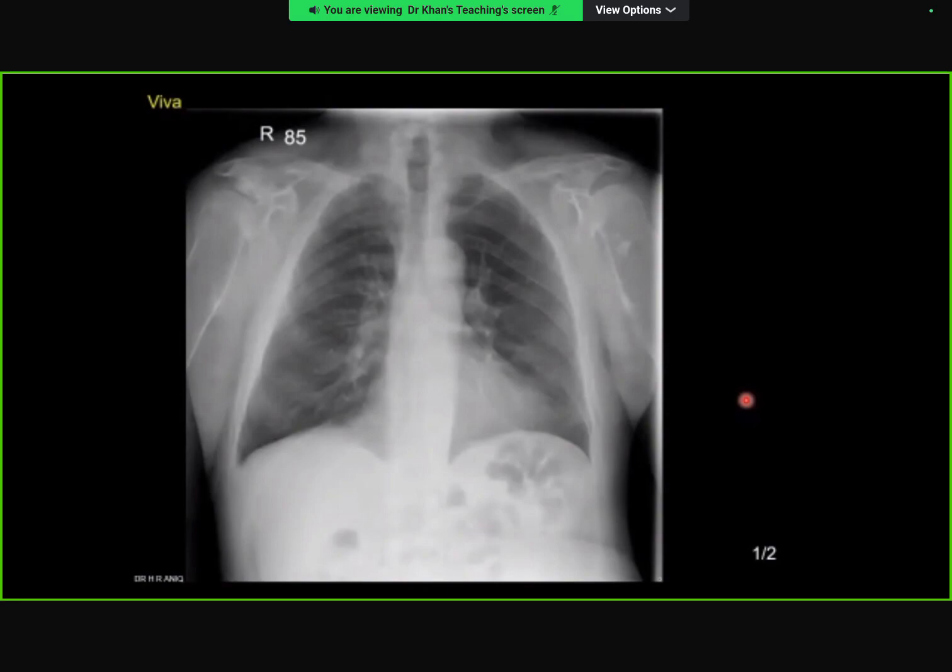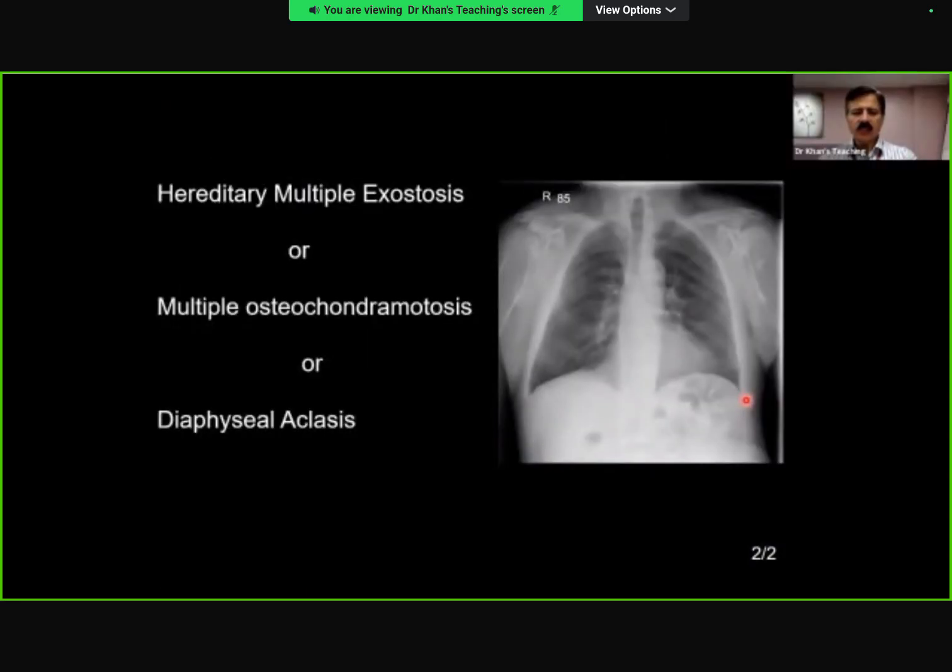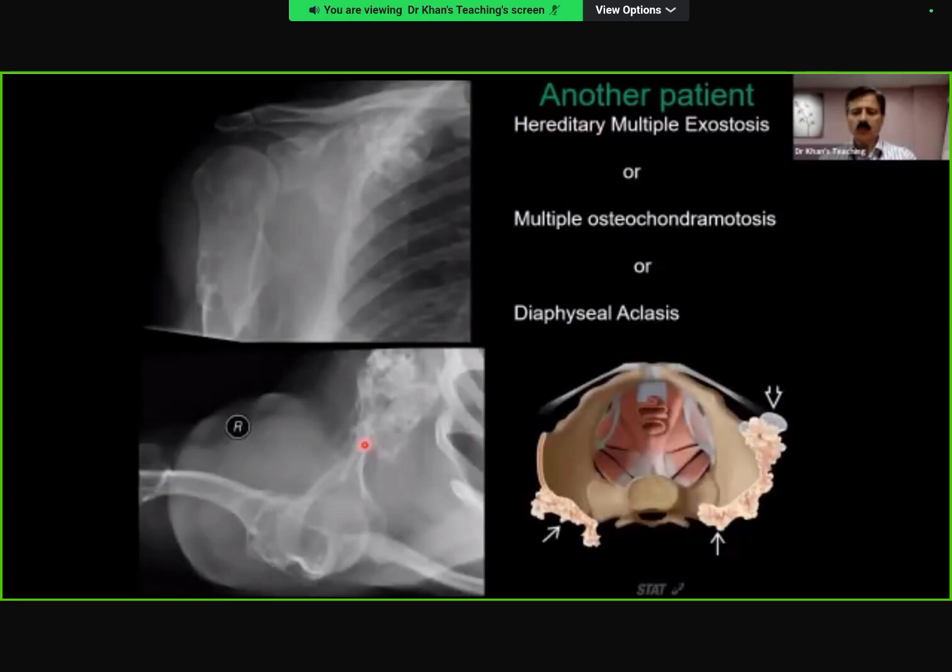Spot diagnosis without wasting any time. Multiple hereditary exostosis. Excellent. This condition is multiple hereditary exostosis or multiple osteochondromatosis, also known as diaphyseal aclasis, right? And we know that there can be multiple osteochondromas.